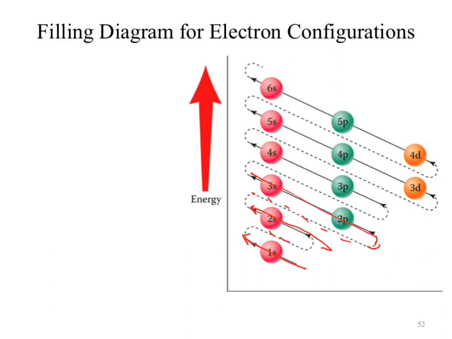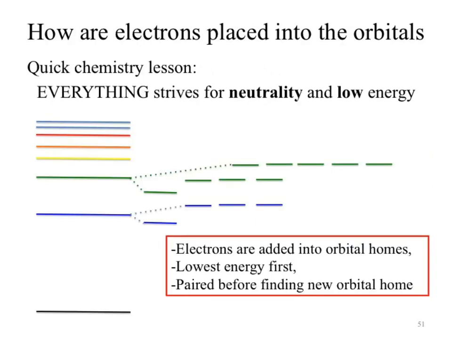Well, if we go through and fill this, 1s, then 2s, then 2p, then 3s. Well, that makes sense. It's going in perfect order. Then 3p, and then 4s. Why did we skip the 3d? Good question. What starts to happen as we go up higher in energy? The orbitals all get closer and closer in energy, which then means their filling pattern starts to change.